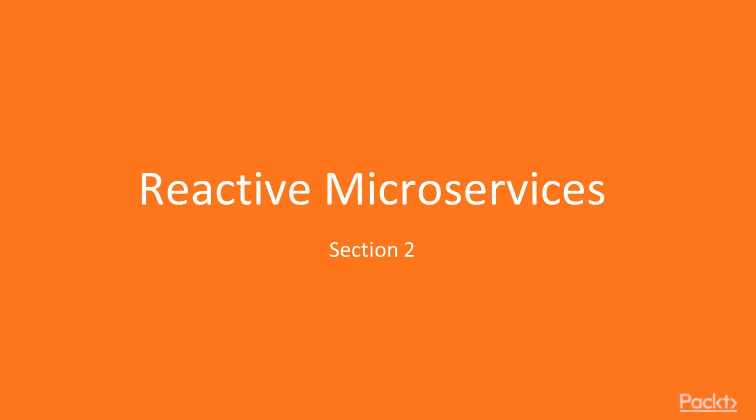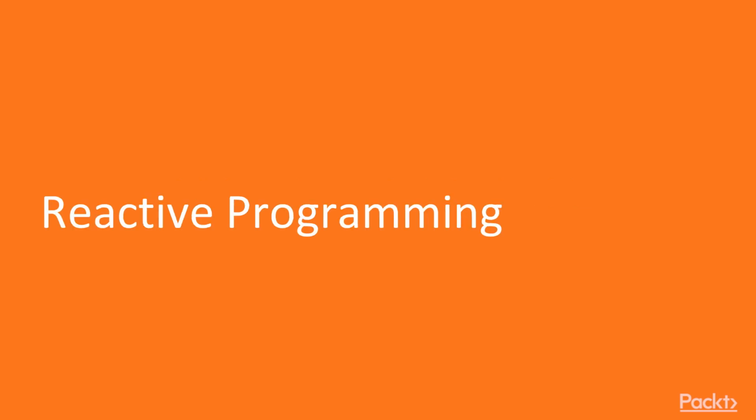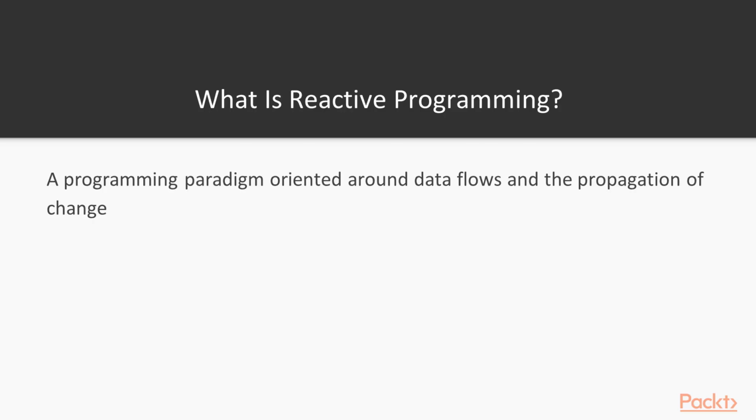In this section, we'll have a look into reactive programming and how we can make use of the concepts of reactive programming to build resilient, scalable, and responsive microservices. This video will talk about reactive programming in general and the essential characteristics of reactive systems, including responsiveness, resiliency, elasticity, and being message-driven. We'll see how to use the principles of reactive programming to build message-driven, highly scalable, and available microservices.